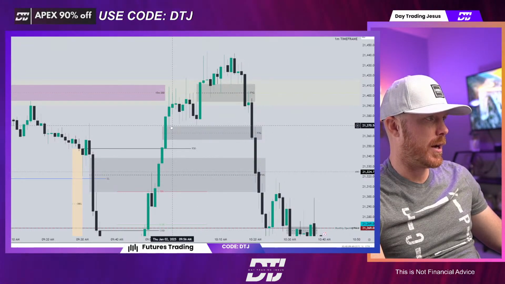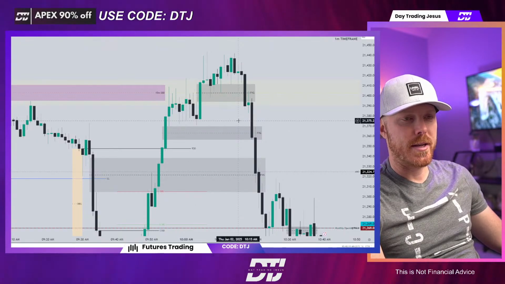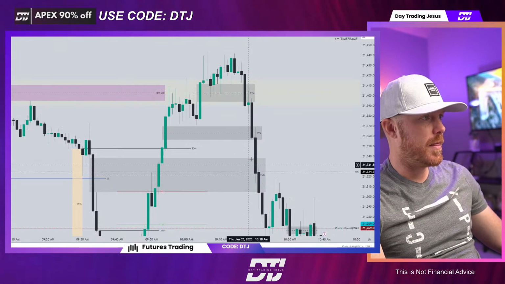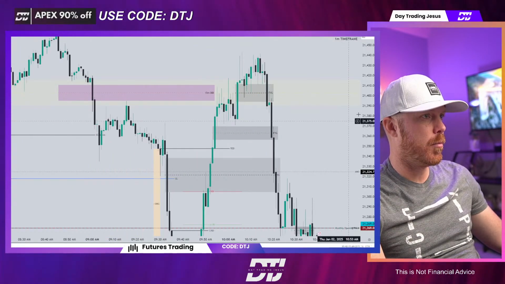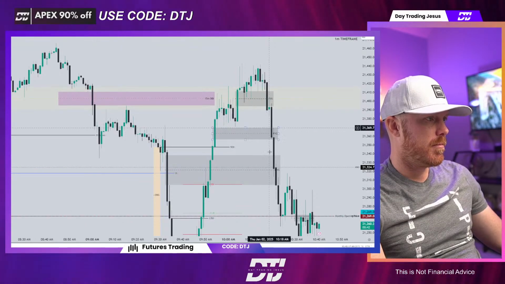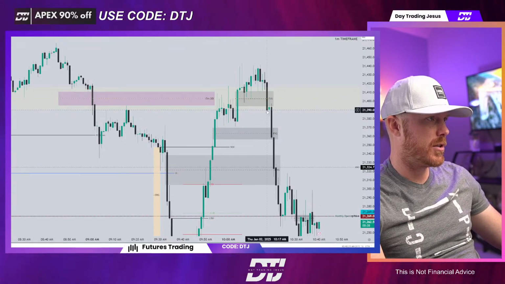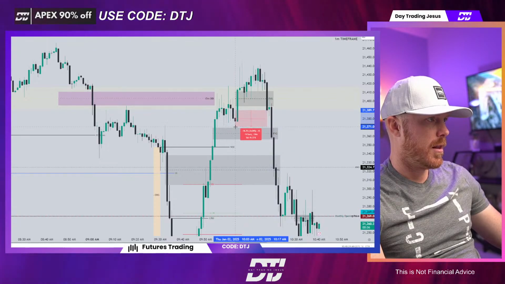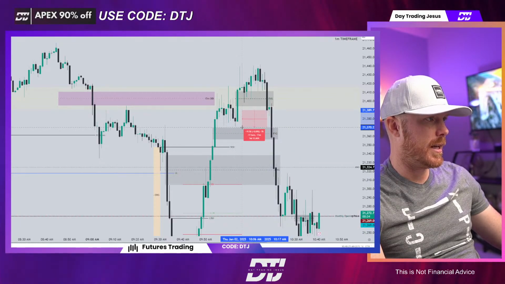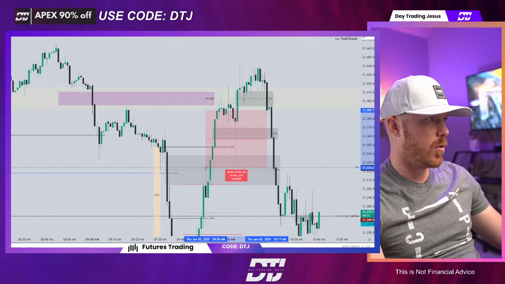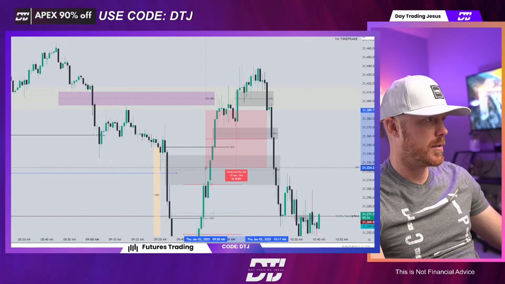I closed my trade at 10 handles, got my 10 handles and got out. But if you had multiple contracts, this was a nice play. I mean, from this entry right here to that low is 18 handles. To this order block's high is 65 handles. You got 65 handles in 3 minutes.